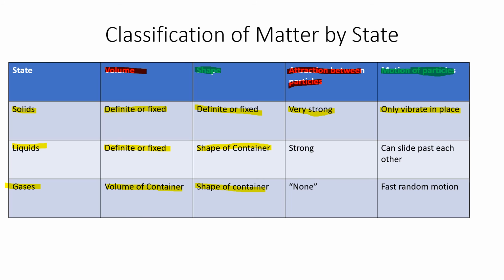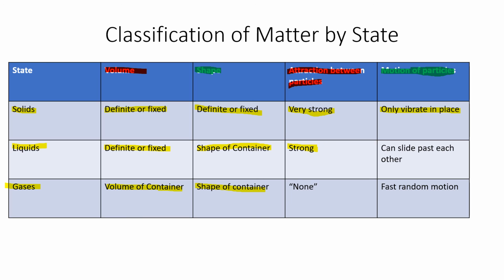Now for a liquid, the attraction between the particles is still pretty strong. Remember, the volume and the attraction between the particles are the columns that are tied together. This strong attraction between the particles is what's going to give you this definite or fixed volume still. But in a liquid, the attraction between the particles is a little bit less than a solid. Remember, in a solid, we said the attraction was very strong. For a liquid, we just said it was strong.